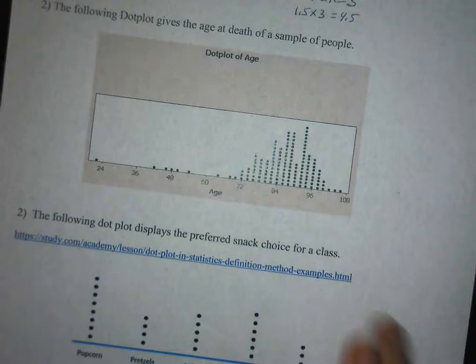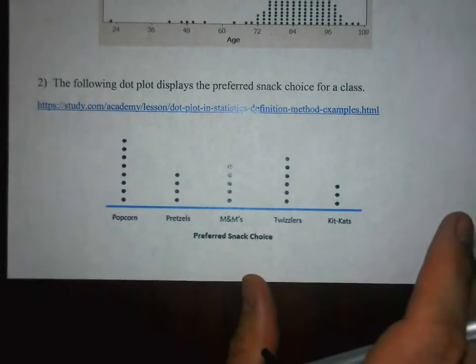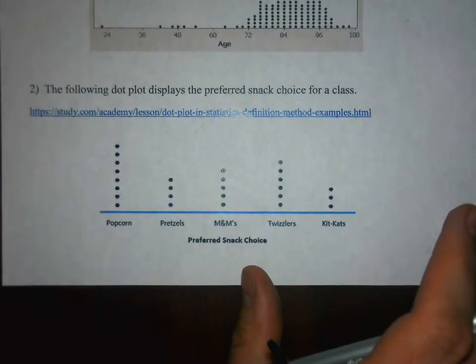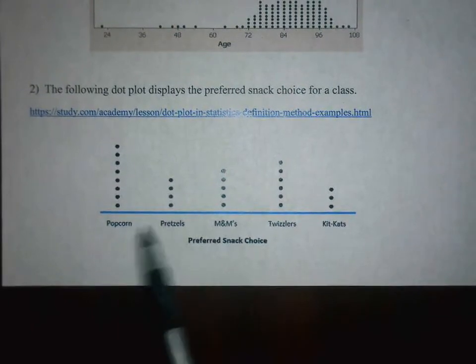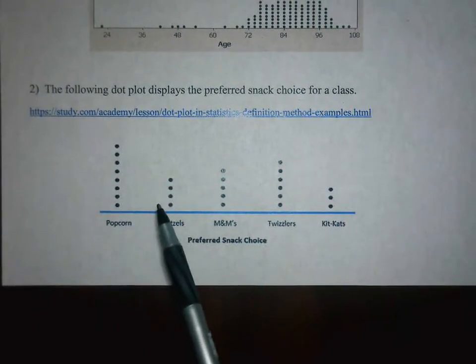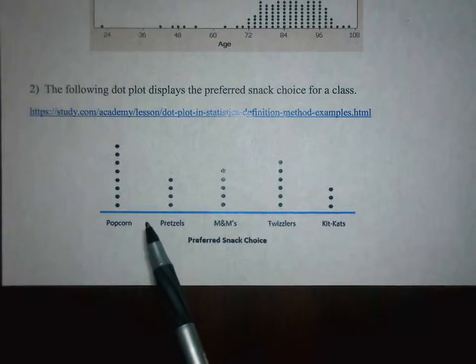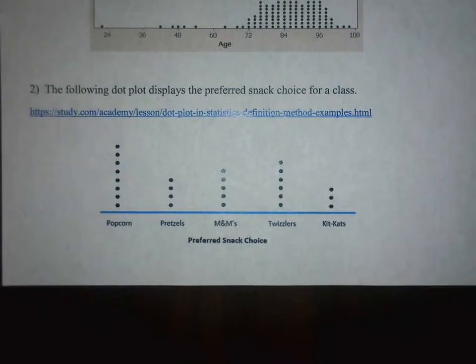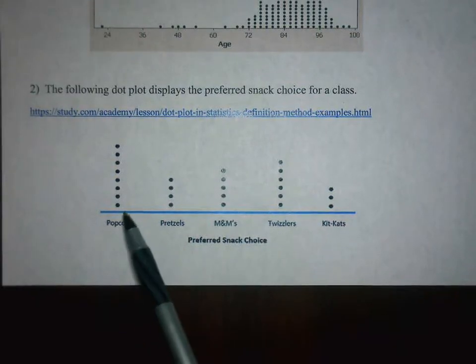Okay, and then the last example is just to show you that a dot plot does not have to be numerical data. It could also be qualitative. And that's something you should always pay attention to when you look at making a graph. The kind of graph that you make depends on what kind of data you have. There are some graphs you cannot make with different kinds of data, so you have to pay attention to that as you go through these videos.